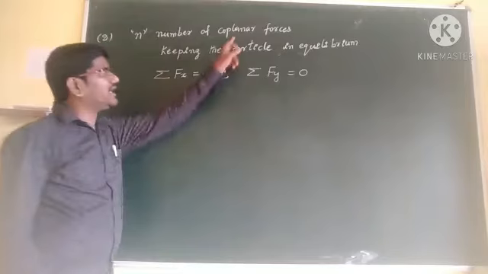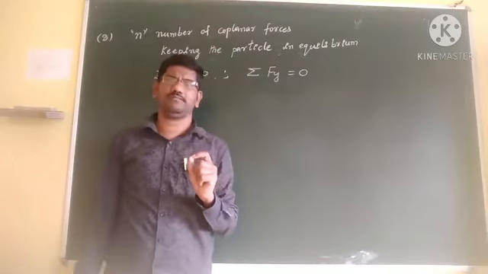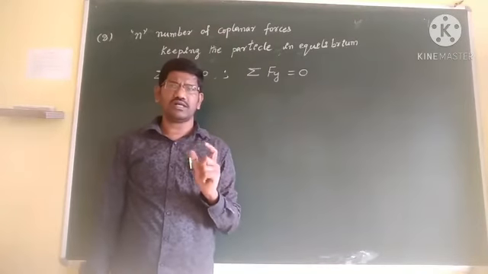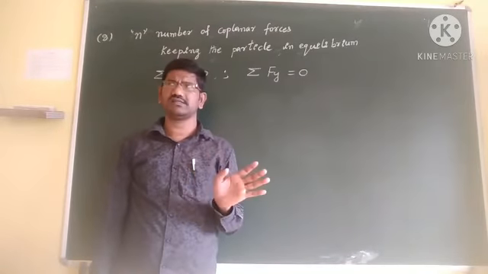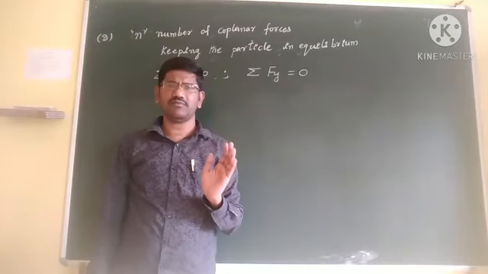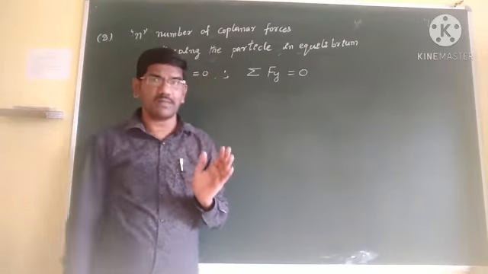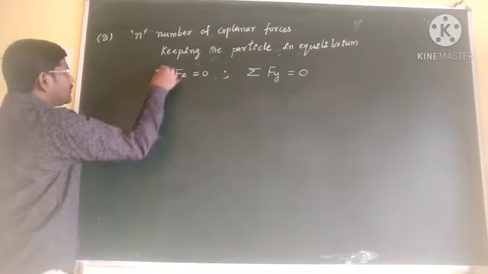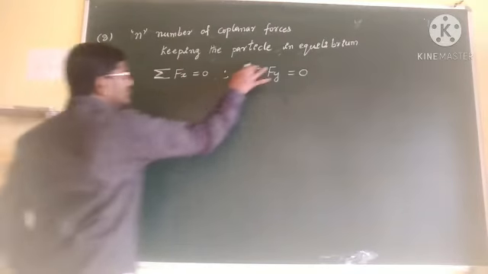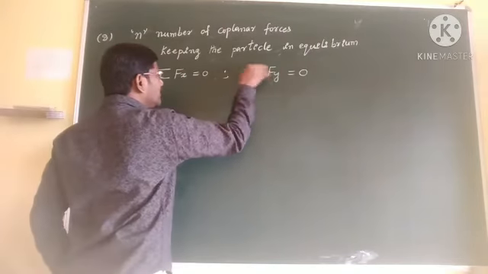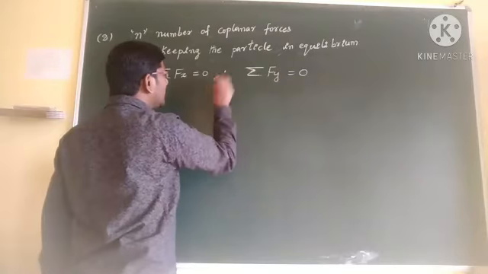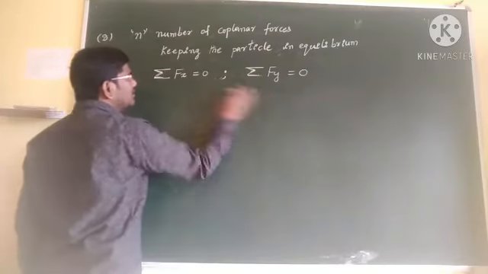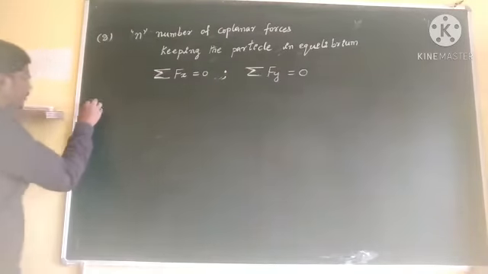Here, the plane I am considering is the xy plane. So the total sum of all the forces in the x direction and the total sum of forces in the y direction must be 0. So that is sigma Fx equal to 0, and what are you writing? Sigma Fy equal to 0. This is the 8th point.